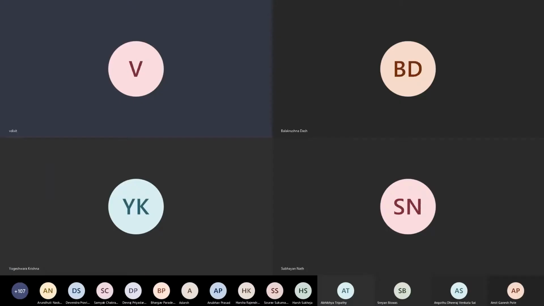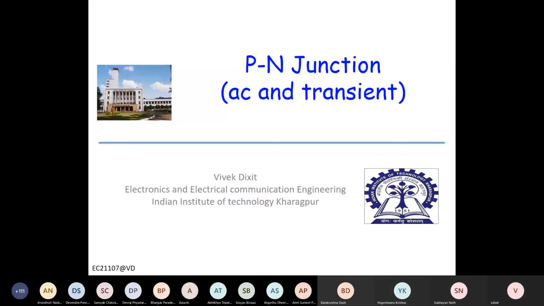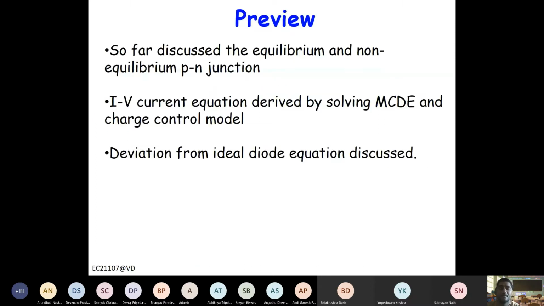Okay, so let's begin our discussion on PN junction. We have already discussed the fabrication of the PN junction, then the equilibrium and non-equilibrium, and then we derived the current voltage equation using the MCD, minority carrier diffusion equation, and the charge control model. Both of them give basically the same equation.